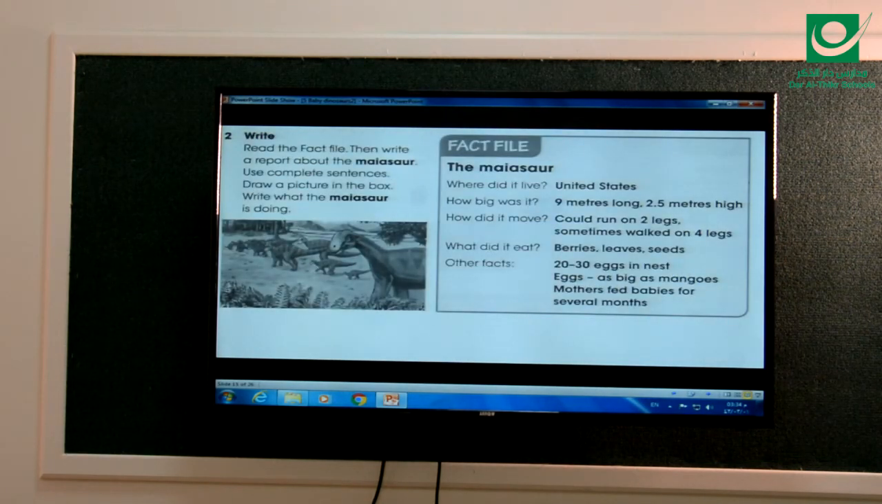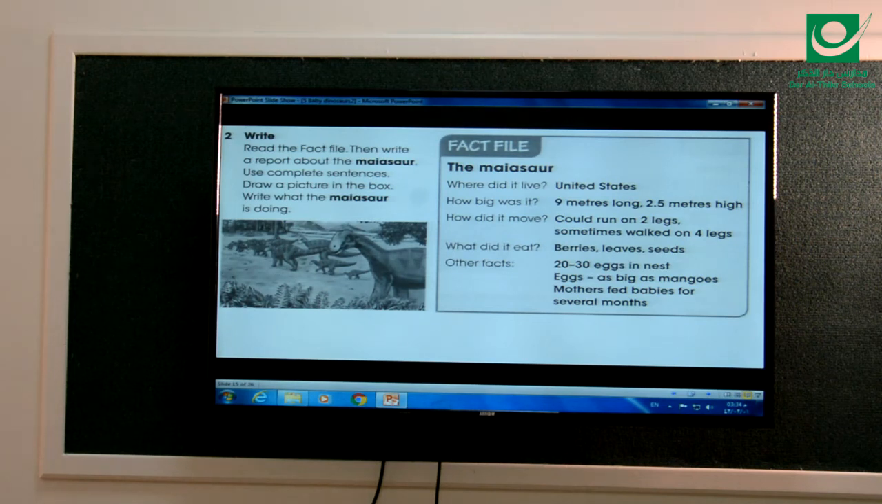Now, read the fact file. Then, after you read this fact file, write a report about the Maiasaur. Use complete sentences and draw a picture in the box. Write what the Maiasaur is doing. Let's read the fact file together.